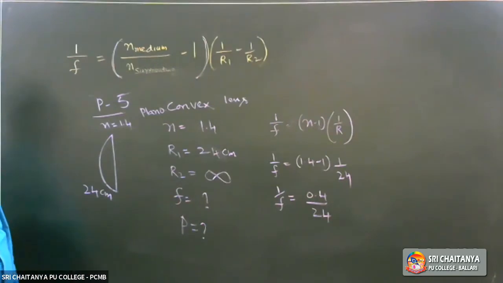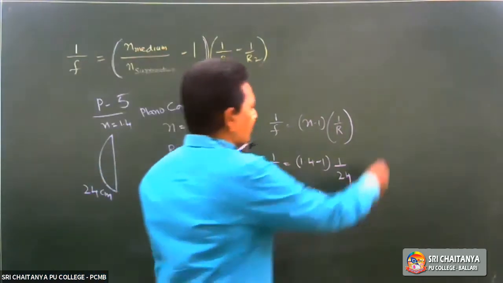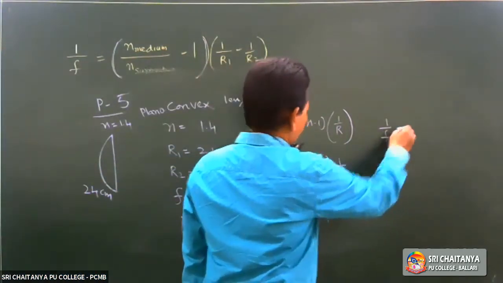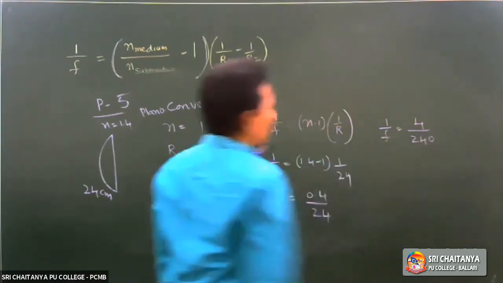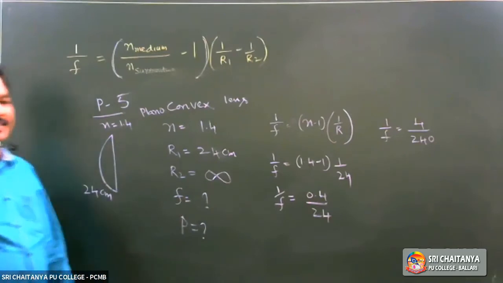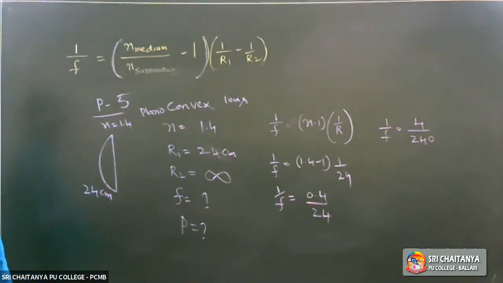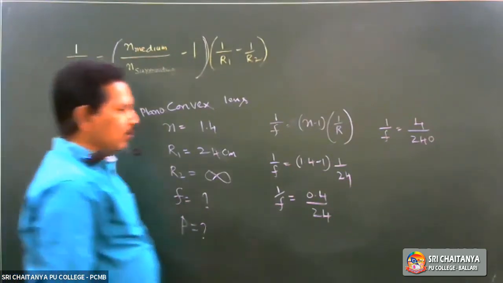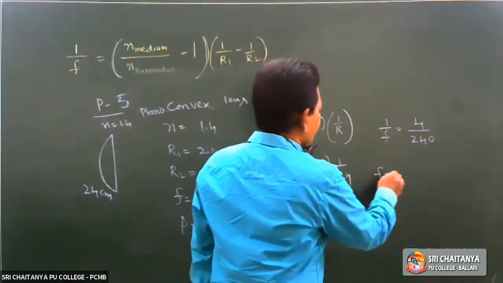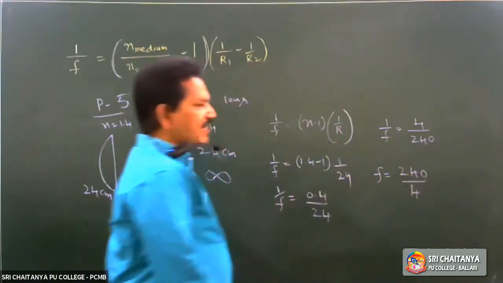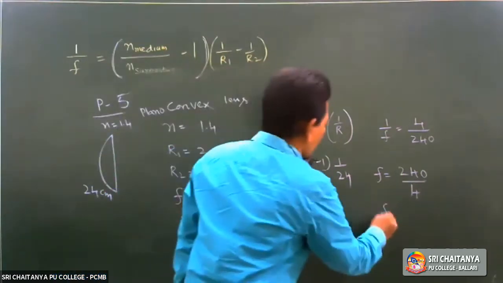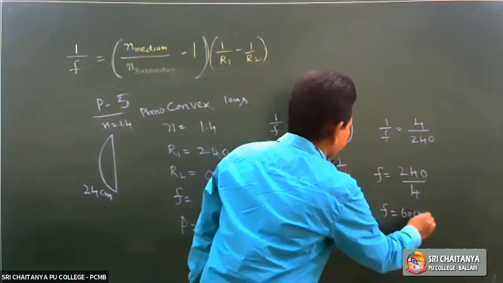1.4 minus 1 is 0.4. If I remove the decimal point, 1 by F is equal to 4 divided by 240, because 0.4 can be written as 4 by 10, and 10 into 24 is 240. Then F is equal to 240 by 4. 4 sixes are 24. Then F is equal to 60 centimeters.